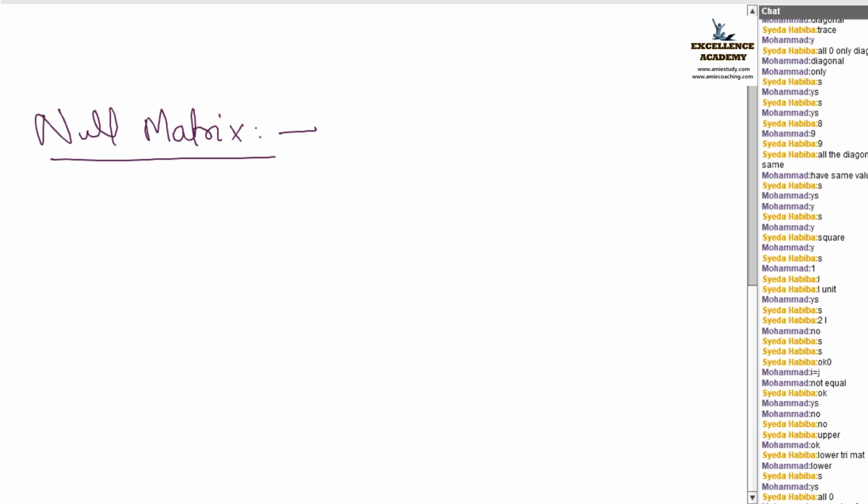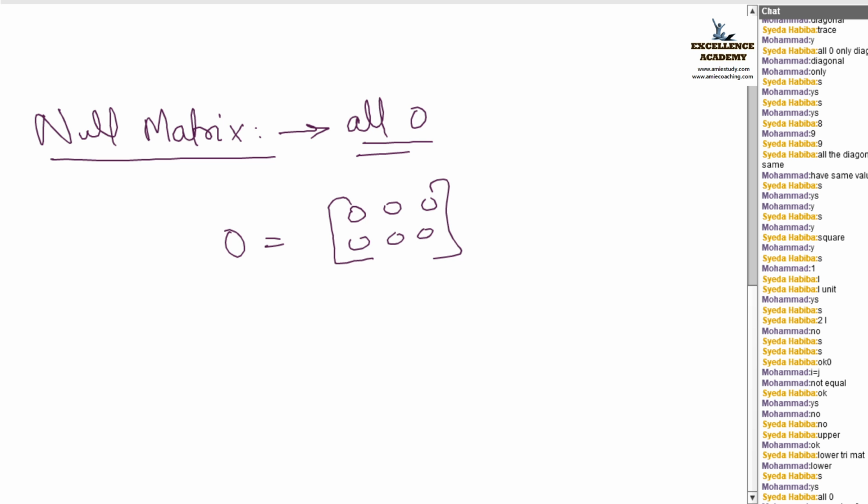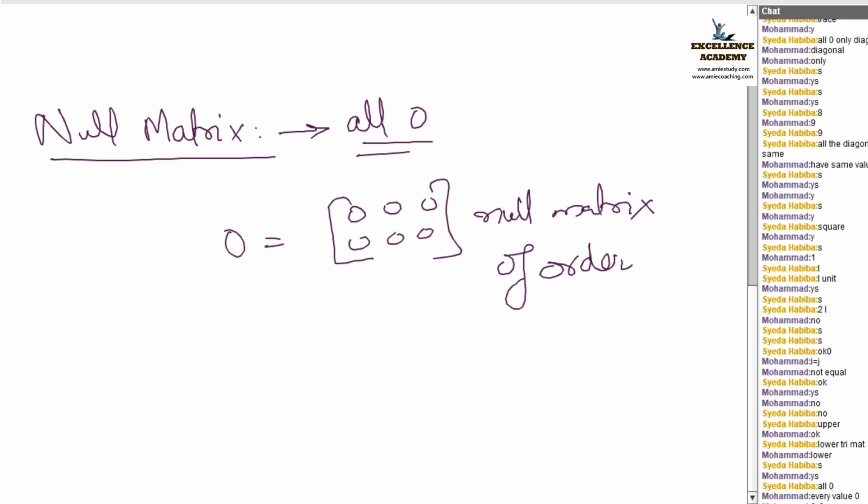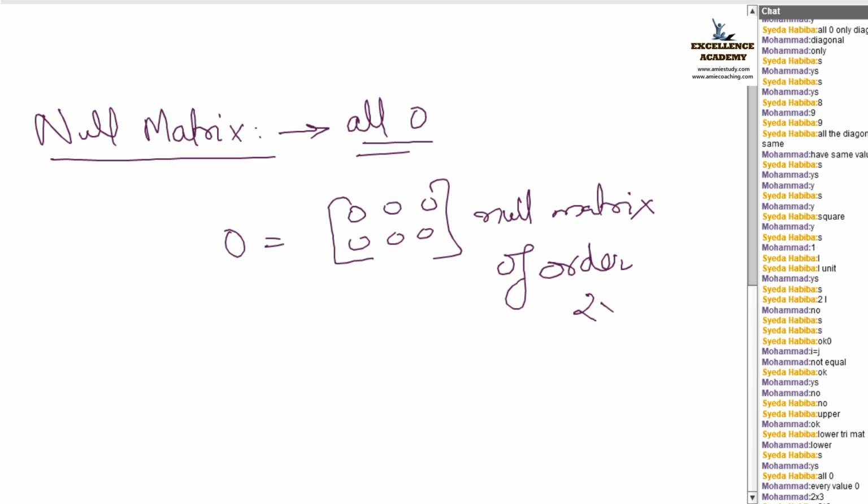A matrix in which all the elements are 0 is known as a null matrix. So if I write a matrix like this, 0, 0, 0, 0, 0, 0, therefore this is a null matrix of order 2 by 3. Right.